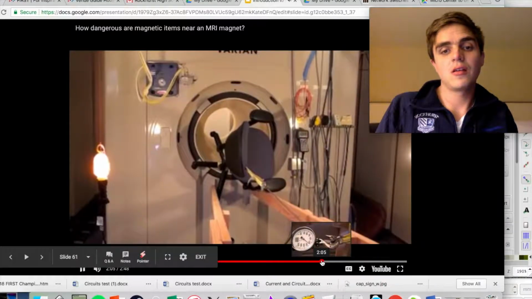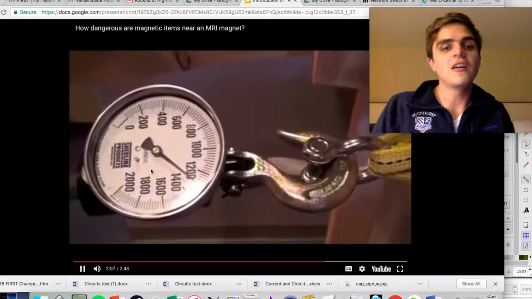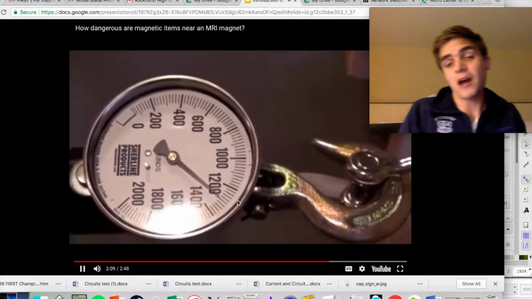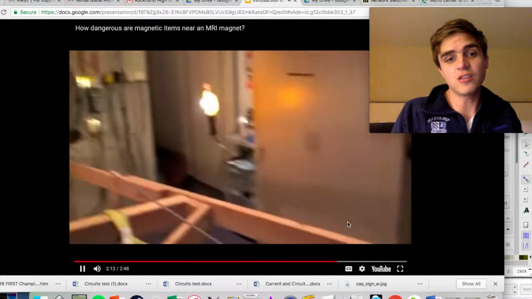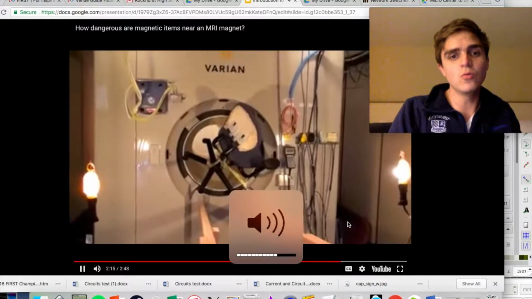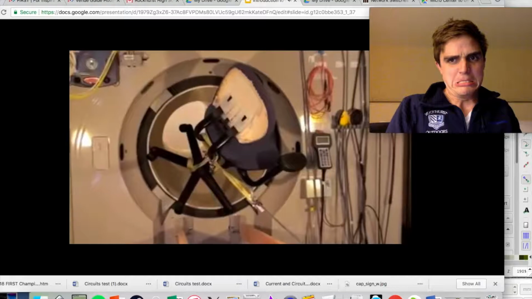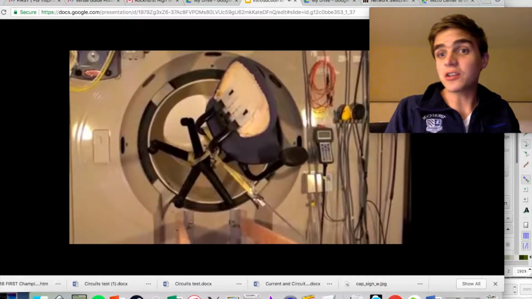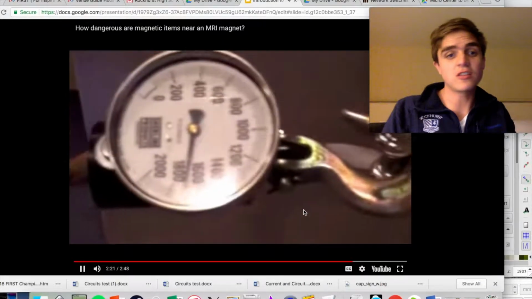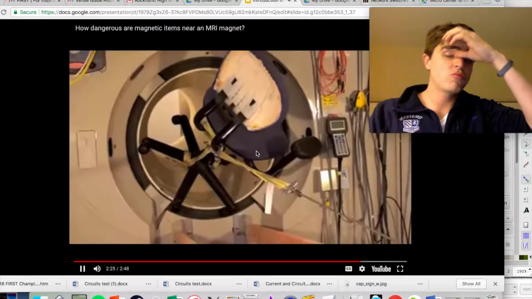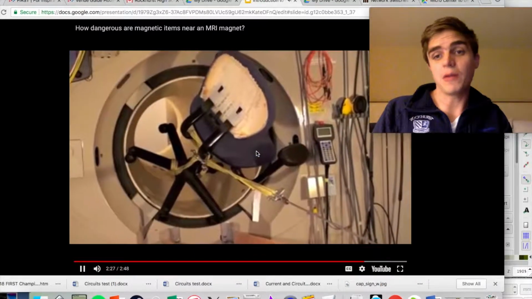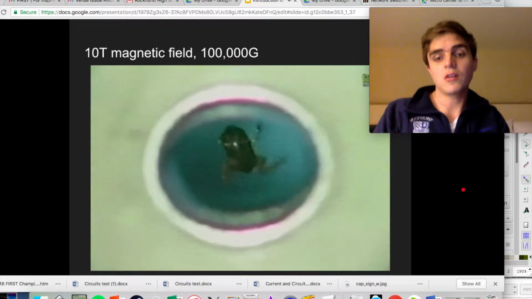We are at 600. It looks like that's pointing at like 1,300 pounds. Crazy, crazy, crazy. And it looks like, there we go. Okay, well that's a crazy amount of force. It looks like 2,000 pounds. Crazy.